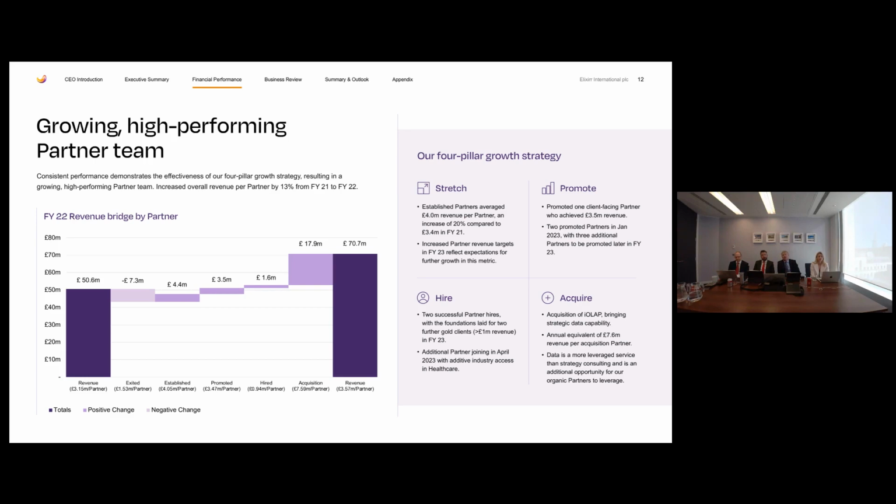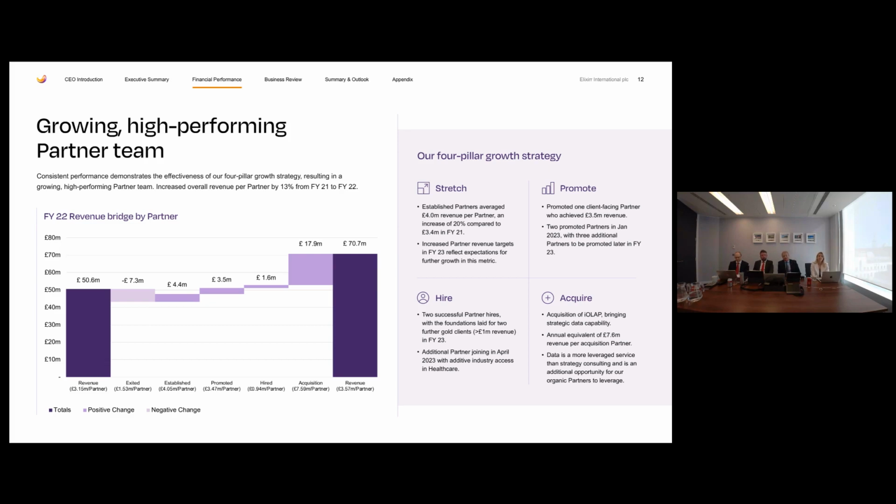What is really nice overall, though, is if you look at revenue per partner, the 2021 year is 50.6 million, and average revenue per partner is 3.15. Obviously, it's gone up nicely to 3.57 per partner at 70.7 million. The positive actions to the partner average, you can see after the exited position, established partners are contributing just over 4 million per partner, which is really nice because what that means is they're being able to sell the wider services that we have now.